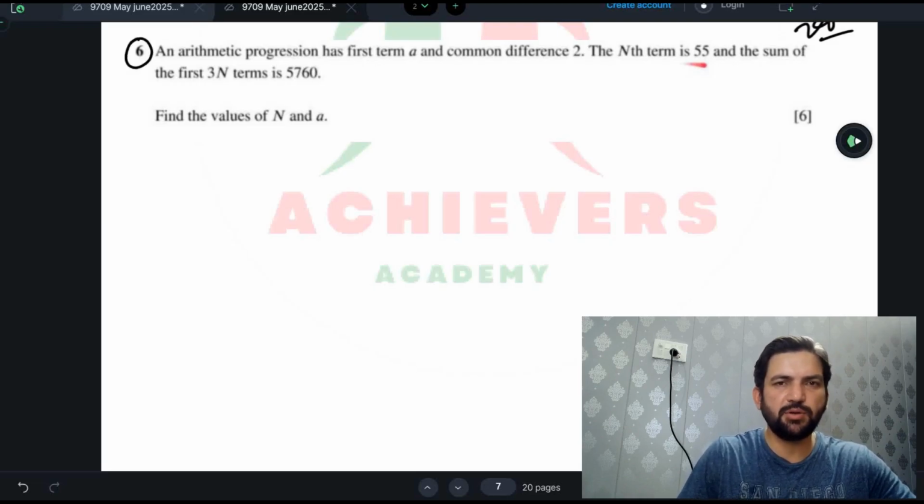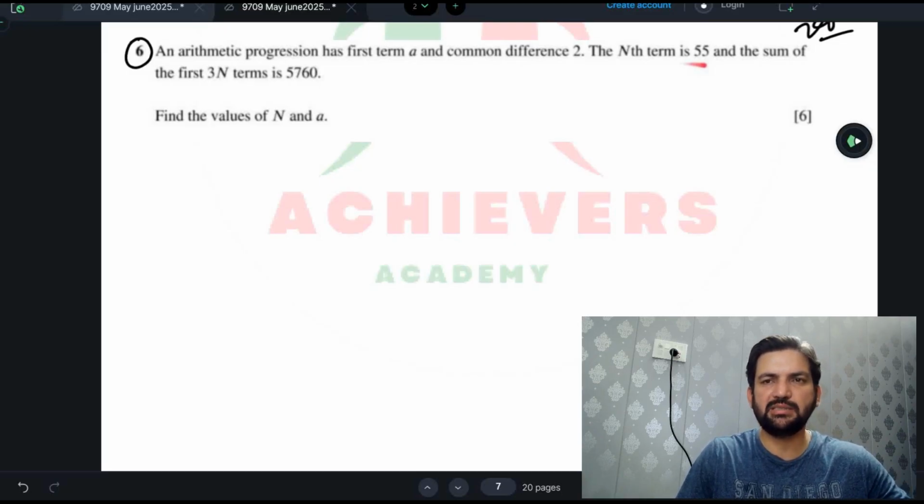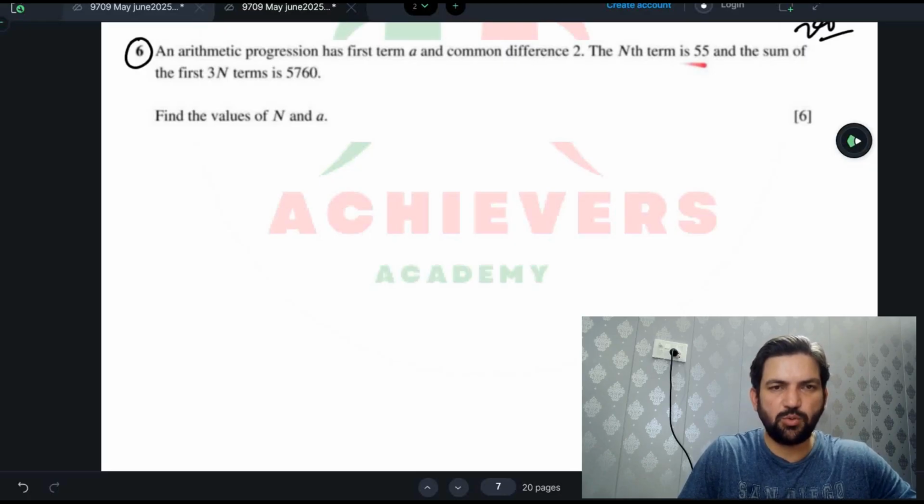An arithmetic progression has first term a and the common difference is 2. The nth term is 55 and the sum of the first three n terms is 5760. Now we know that this one is an arithmetic progression, and if I asked you what will be the formula for a n, you will say a plus n minus 1 into d.